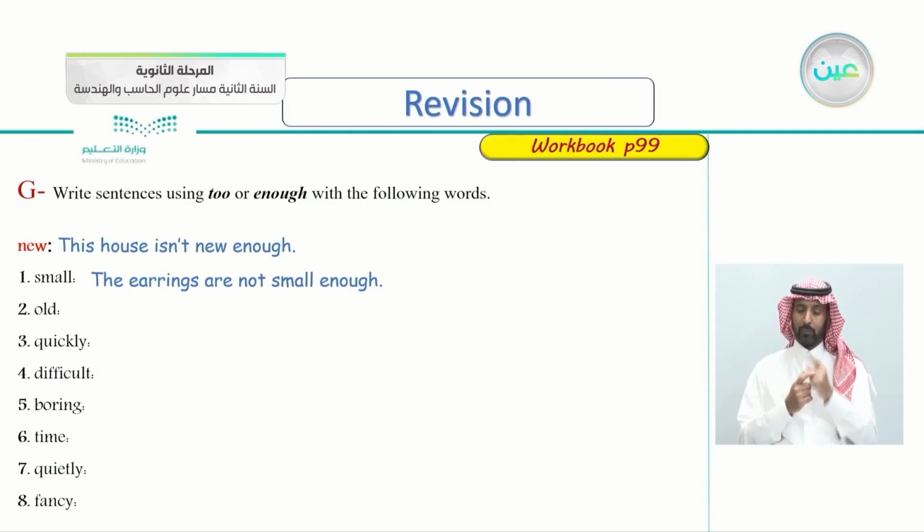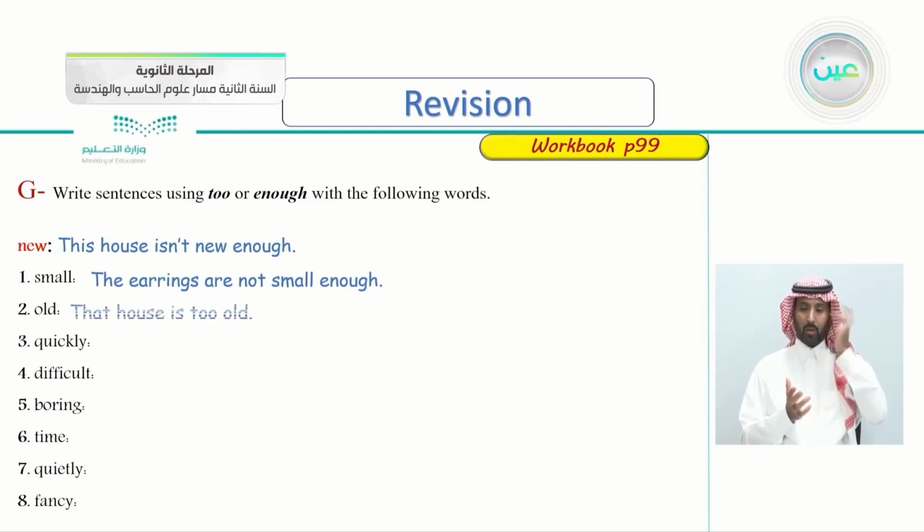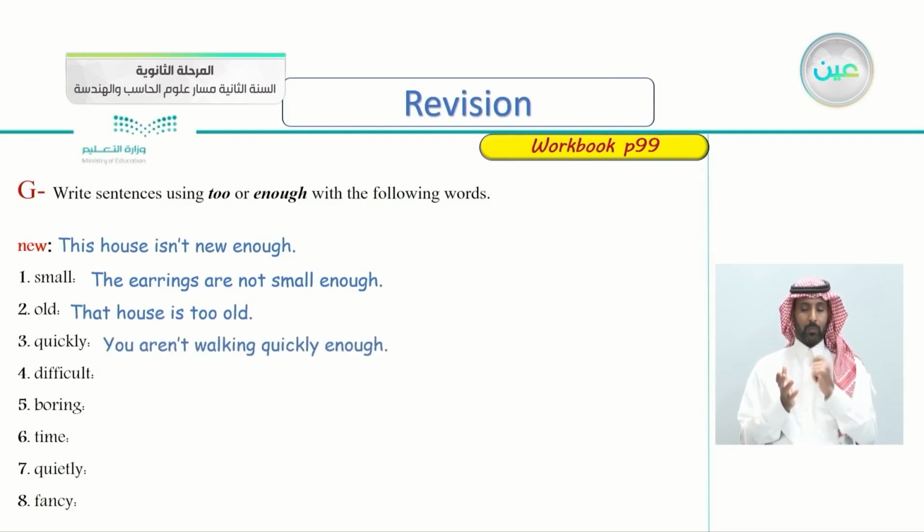Old, use too or enough here. You can write any sentence. For example, I've written, that house is too old. And number 3, quickly. Very good, but I've written, you aren't walking quickly enough. So we want to move quickly here. 4, difficult.